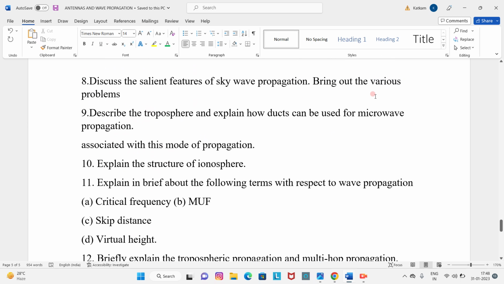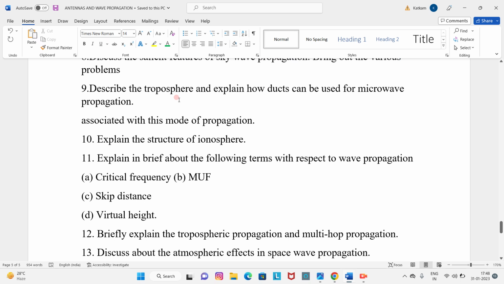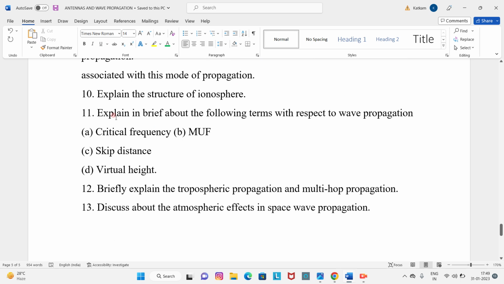11th question, explain in brief the following terms with respect to wave propagation: first, critical frequency; second, MUF; third, skip distance; fourth, virtual height. 12th question, briefly explain tropospheric propagation and multi-hop propagation. 13th question, discuss the atmospheric effect in space wave propagation.